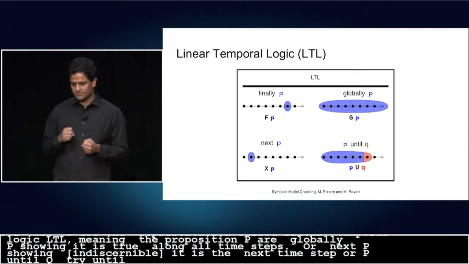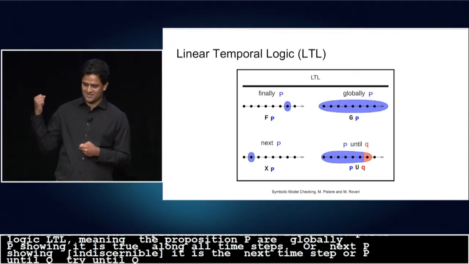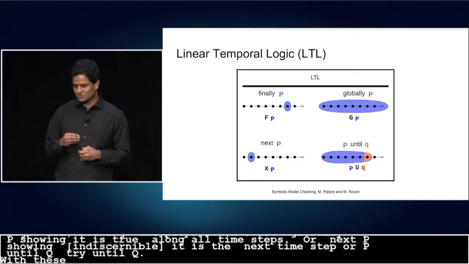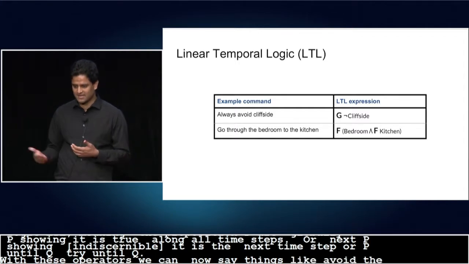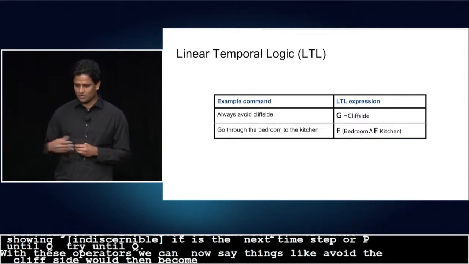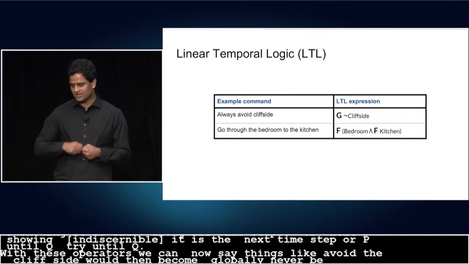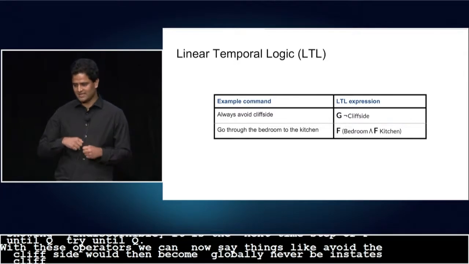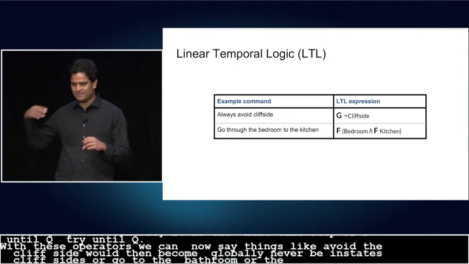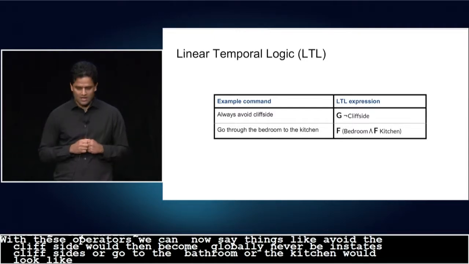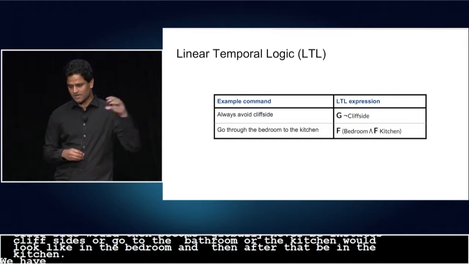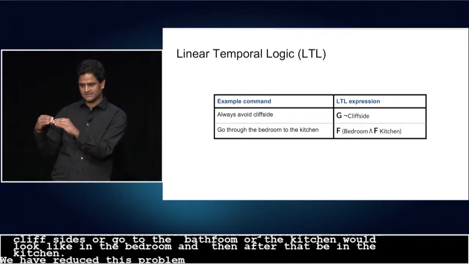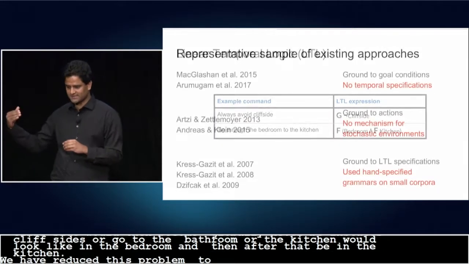With these operators, we can now say things like, avoid the cliffside, which would become globally never be in states that are cliffsides, or go through the bedroom to the kitchen, which would look like eventually be in the bedroom, and then eventually after that be in the kitchen. Now we have reduced this problem to: we have natural language commands, we translate them into LTL expressions, and then we plan over those LTL expressions with a planner.